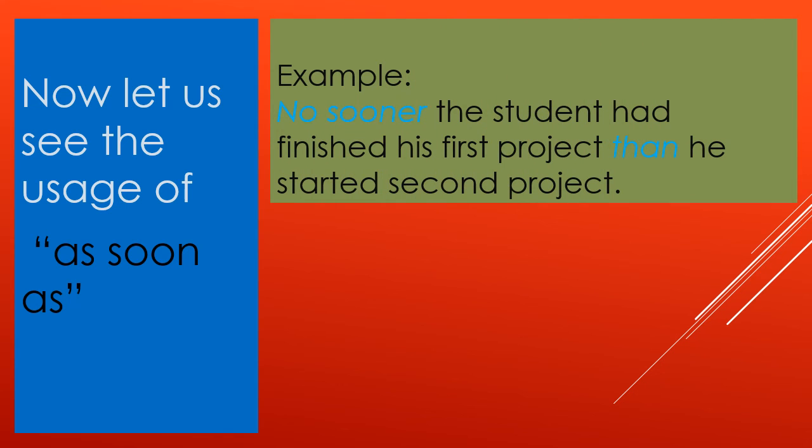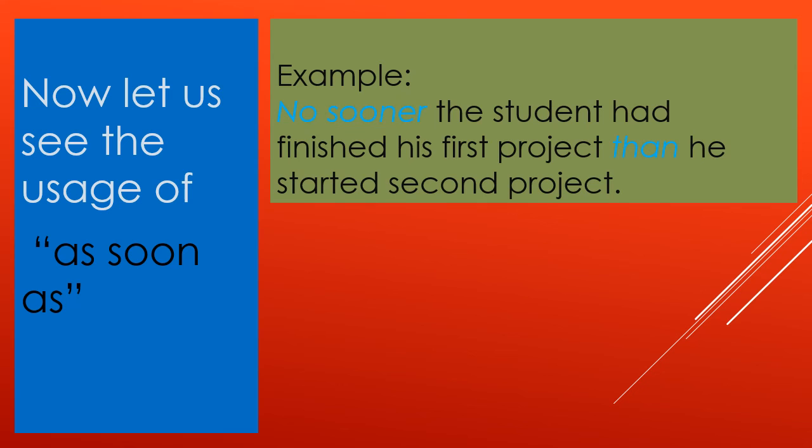Now children, let us discuss one more usage of another conjunction, that is as soon as. We discussed no sooner than, hardly when, scarcely when, and now we discuss as soon as. How can we use as soon as to combine the two sentences? Let us see here. Example, same example has been taken. No sooner the student had finished his first project than he started second project.